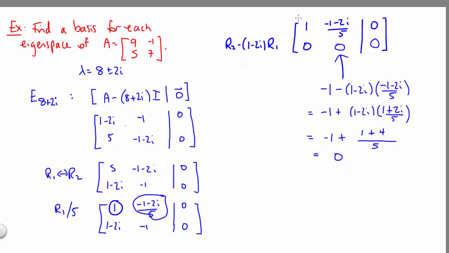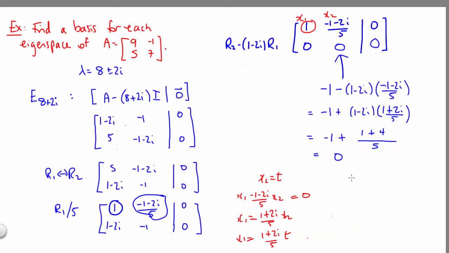To find our eigenvectors, let's name our variables x1 and x2. And let's notice that we've got a leading one in the first row, but we do not have a leading one in that second column. So that second column, x2, is going to get a parameter. Let's say x2 is t. And the top row tells us that x1 minus 1 minus 2i over 5 times x2 is equal to 0. In other words, x1 is equal to positive 1 plus 2i over 5 times x2. In other words, x1 is equal to 1 plus 2i over 5 times t.